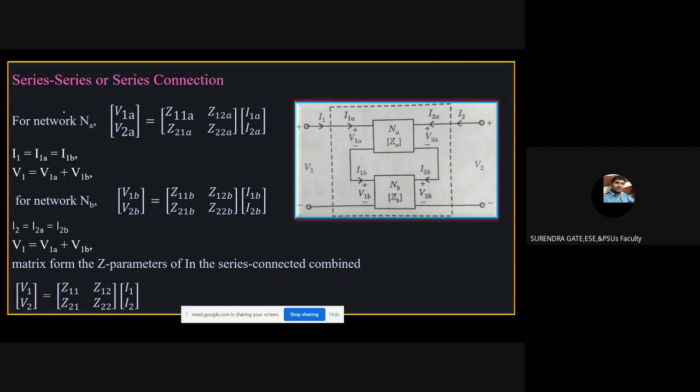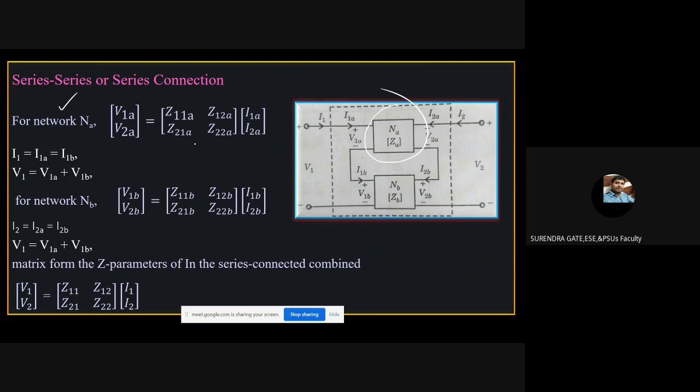Now for network A, I am writing the matrix. We know the Z parameters. Why am I using Z parameters? In this network, if you use the Z parameters, then we can add directly. Then analysis becomes very simple. That is the reason. So for network A, I am writing Z parameters.